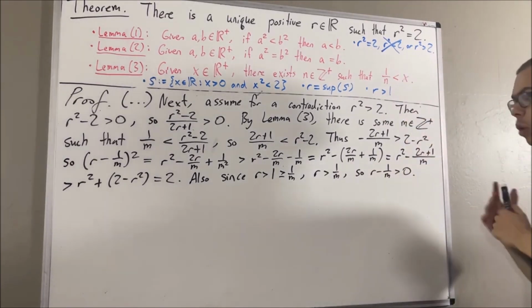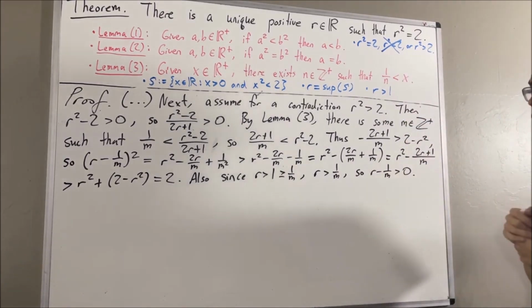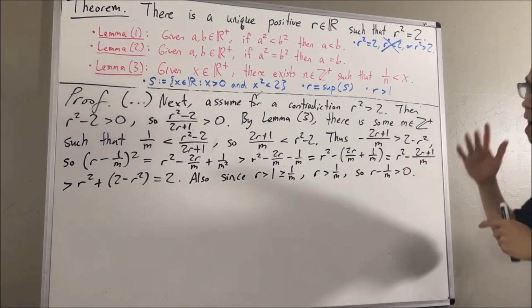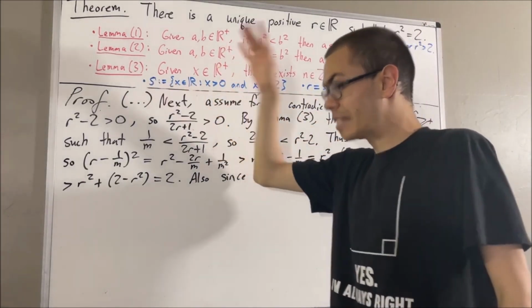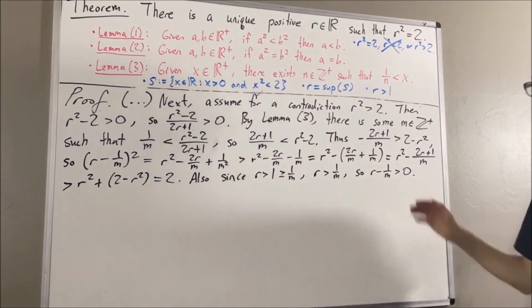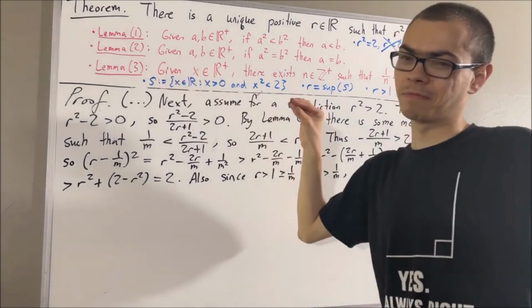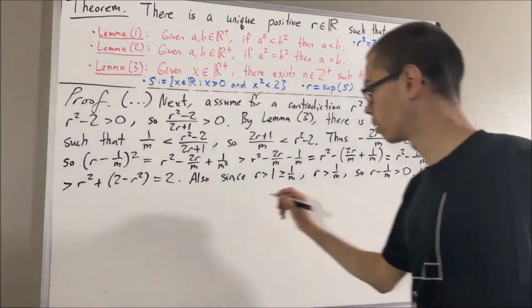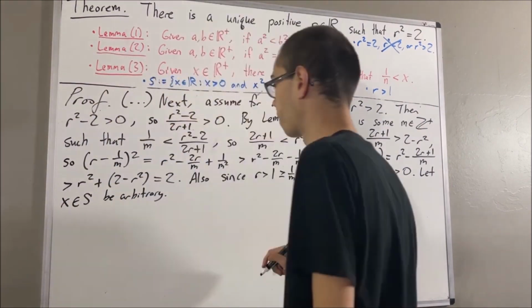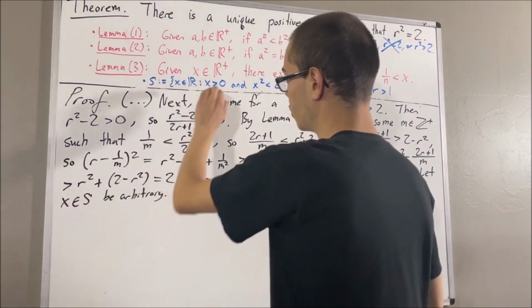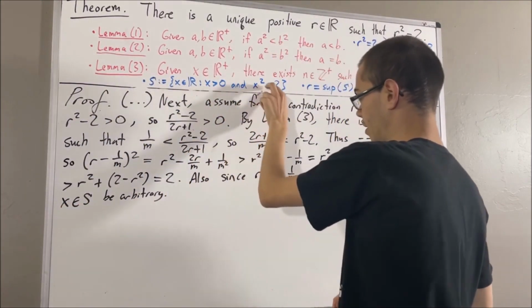Now, what can we do with this information? Well, we can show that r minus 1 over m is an upper bound of S. In other words, we can show that every element of S is less than or equal to r minus 1 over m. And to see how, give me an arbitrary element of S. I'll call it x. Well then, this means that x is greater than 0 and x squared is less than 2.